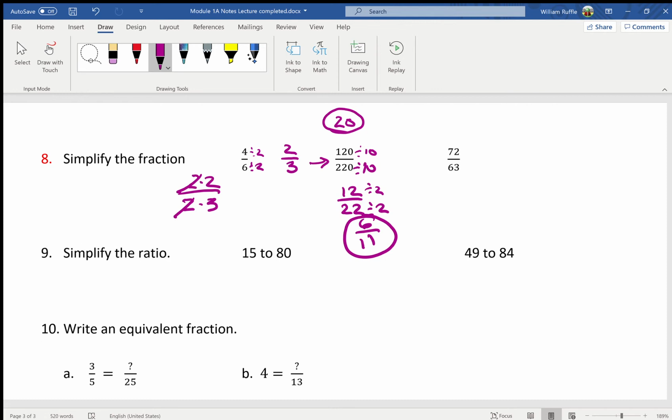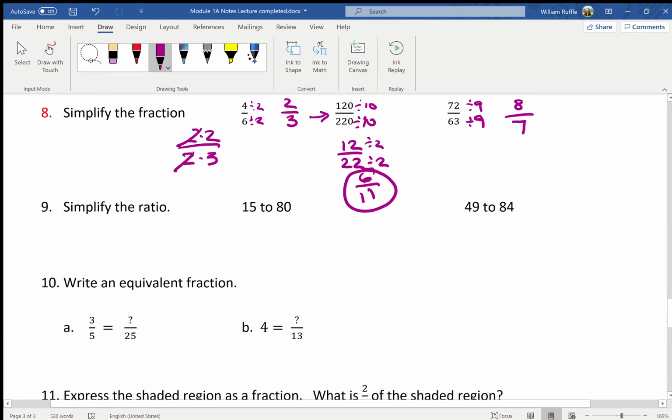Now at 72 over 63, we really got to notice that 9 is the common factor here. 72 divided by 9 is 8, and 63 divided by 9 is 7, so 8 sevenths, and that's all we got to do. And again, these are all in the multiplication chart. Use the multiplication chart.